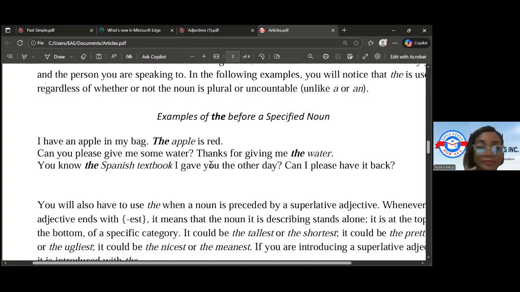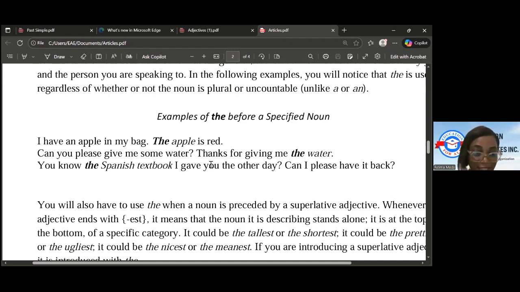Now I'm going to read, and then I would like you to read with the corrections. So I have an apple in my bag. The apple is red. The apple. So I think I explained why it is "the apple" and not "the apple". It's "the apple" because apple starts with a vowel sound, so it's easier to pronounce by saying it that way. It's quite stressful.